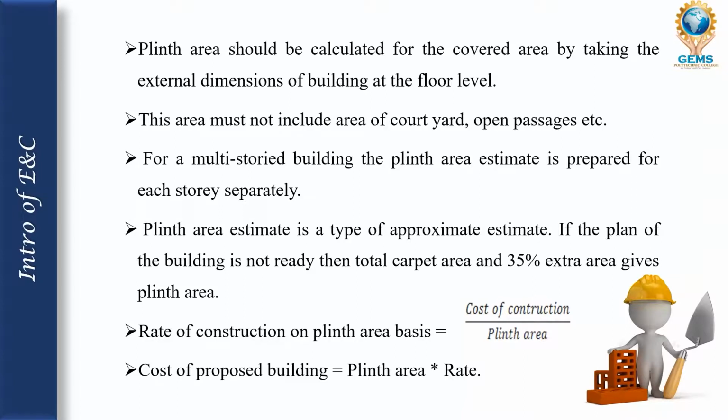So the rate of construction on plinth area basis equals the cost of construction divided by the plinth area. If we need to calculate by the plinth area method, this is the formula. So the cost of the proposed building equals the rate of construction on plinth area basis multiplied by the plinth area. Cost equals plinth area into rate, where rate equals the cost of construction divided by plinth area.